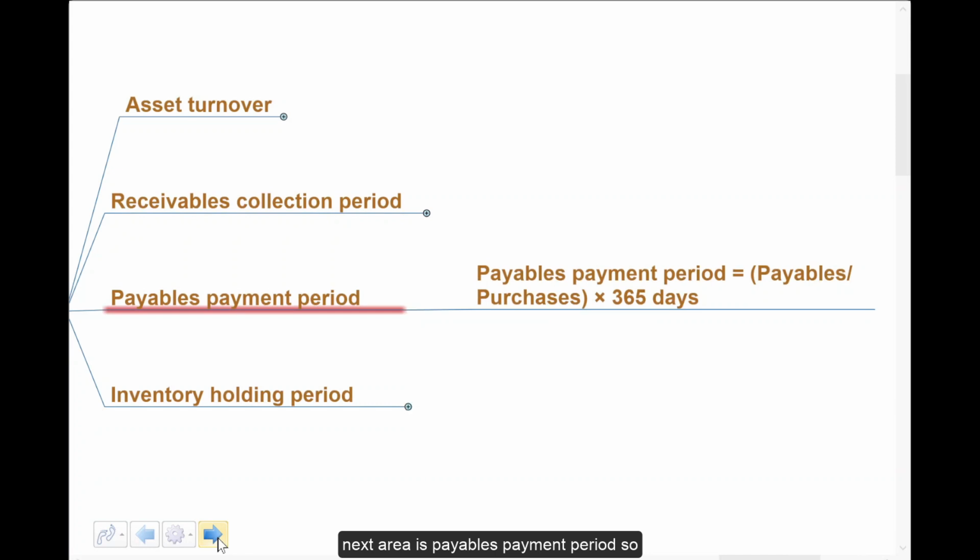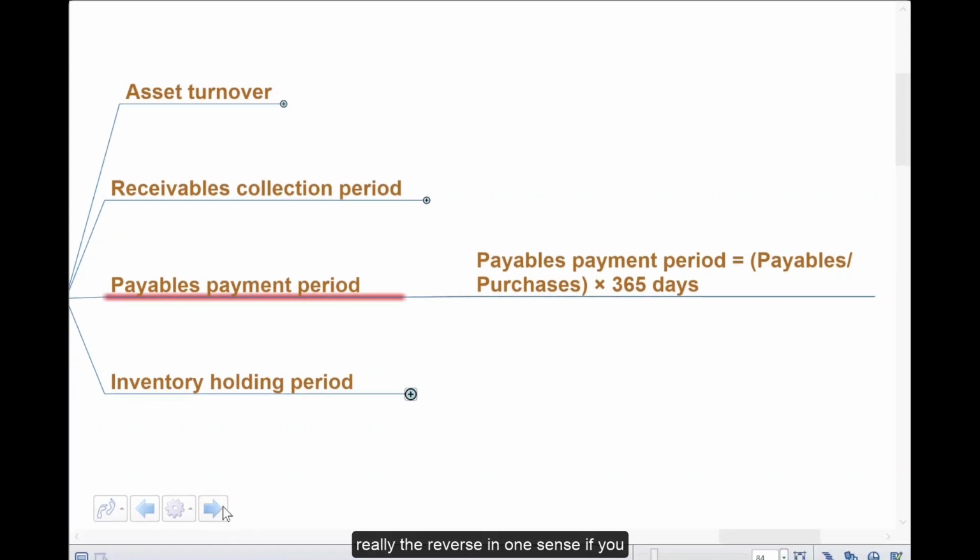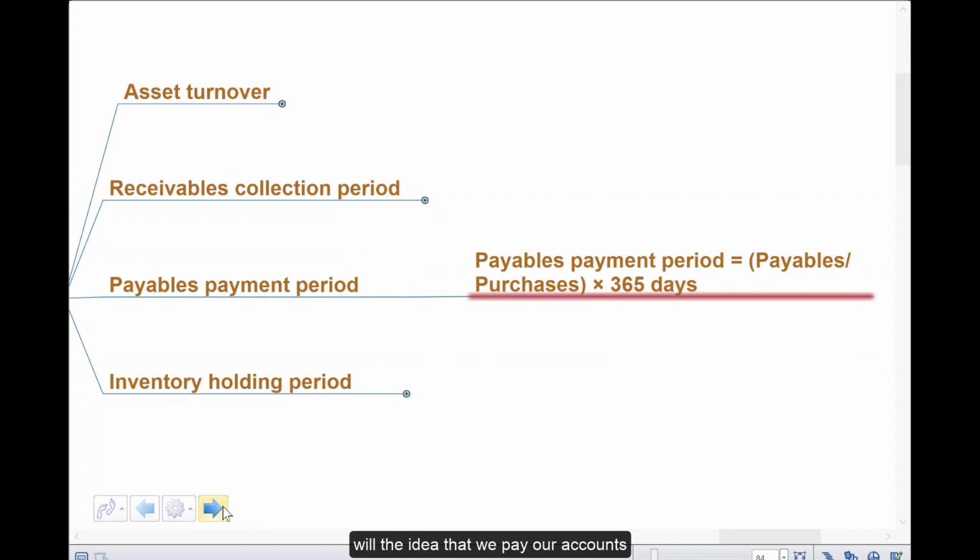Next area is payables payment period. So really the reverse in one sense, if you will. The idea that we pay our accounts payable, our suppliers, for example, in a certain period of time. So really in this instance, what we're looking to do is obviously pay within their terms. I mean, suppliers will offer us 14 days, 30 days, possibly 60 days. Ideally, we pay within the terms.